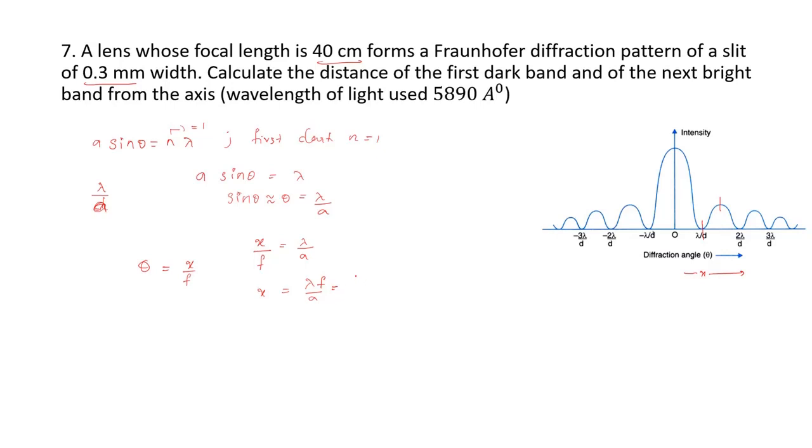So by substituting the values, lambda is given as 5890 angstrom, 10 to the power negative 10. f is the focal length, given by 40 centimeter, 10 to the power negative 2, divided by the slit width, that is 0.3 into 10 to the power negative 3. So x is 0.785 millimeter. So this is the answer for the first dark band.